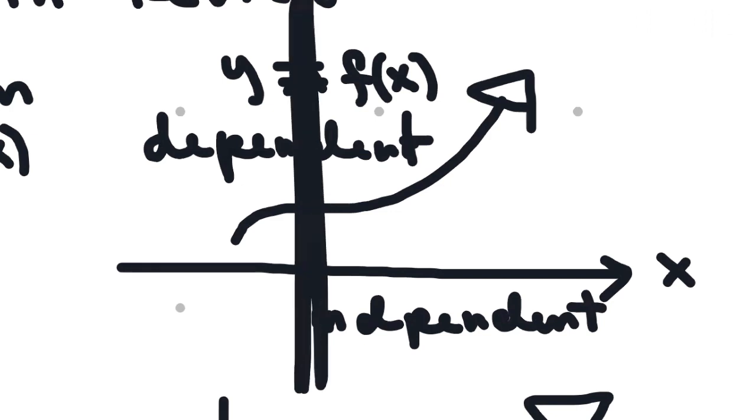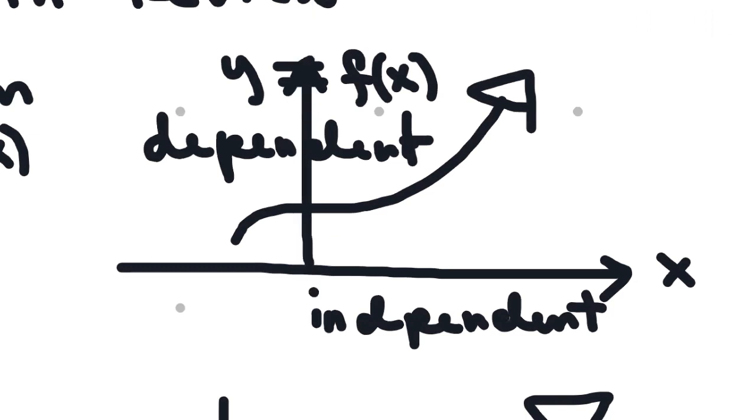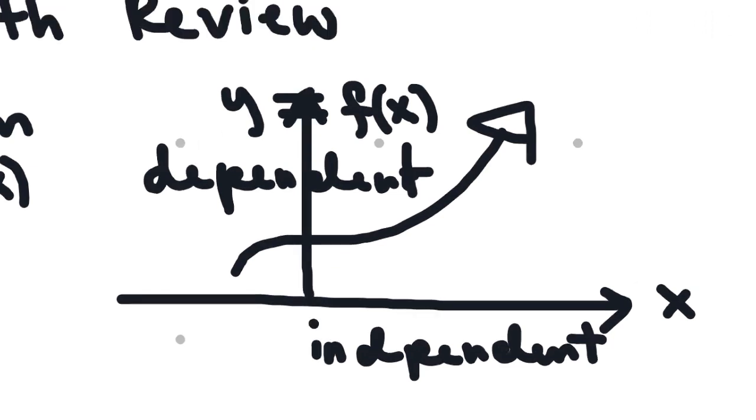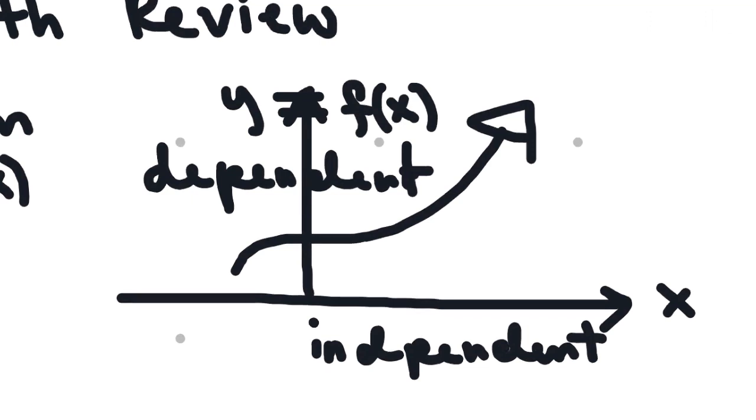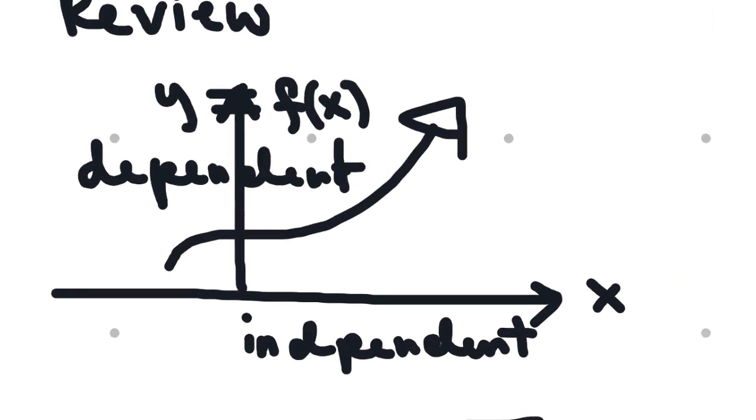They simply call it this because y depends on x. You plug in the independent, you output the dependent. So they do call it dependent and independent there. So we should know that.